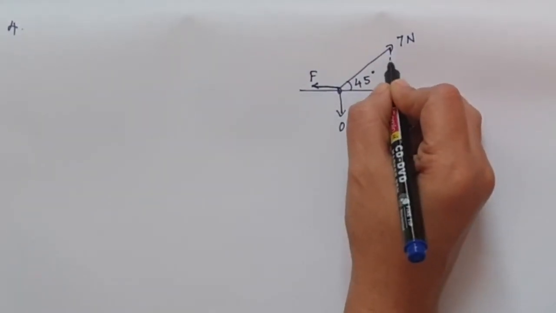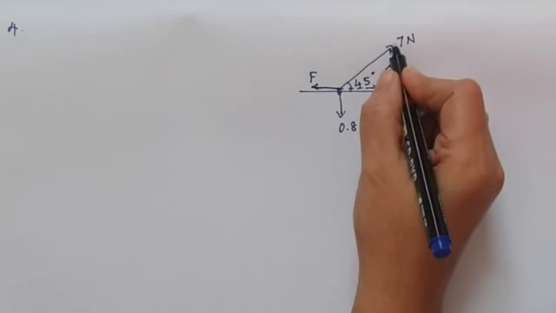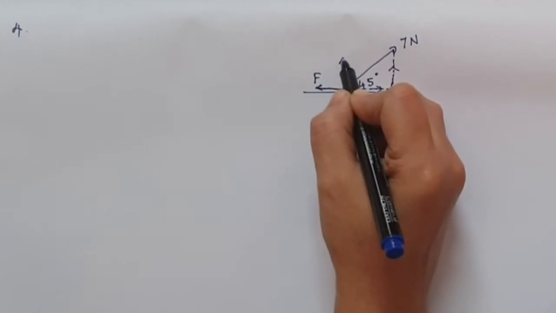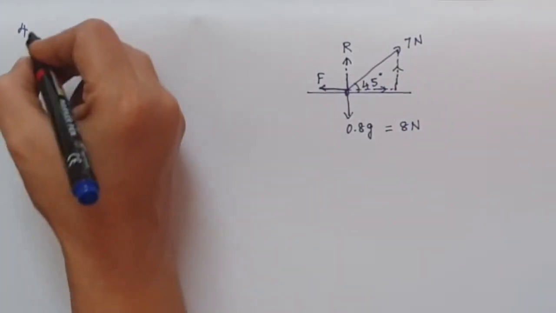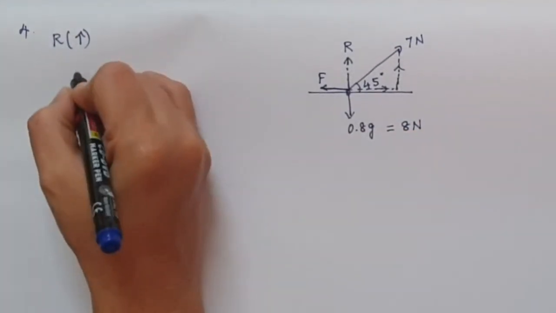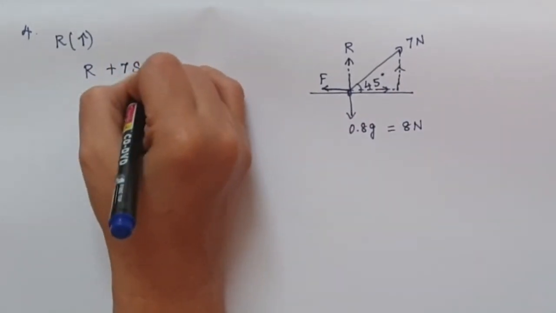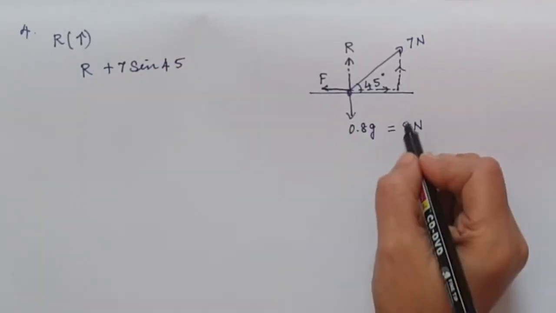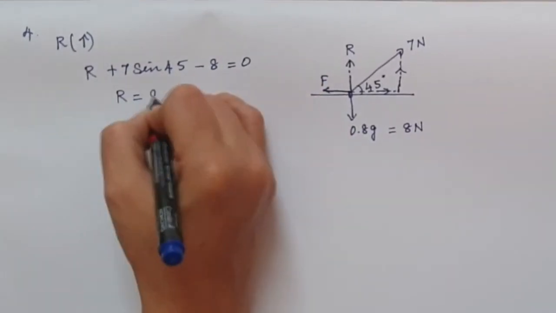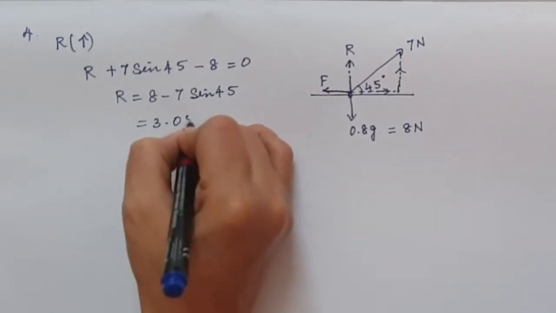Now when we resolve our force, this way and this way, only this force has to be resolved. And R will be the normal reaction. Resolving the forces in the vertical direction, upward: R plus 7 sine 45, and the weight is downward, so minus 8, equal to 0. So R will be equal to 8 minus 7 sine 45, which is equal to 3.05 Newton.